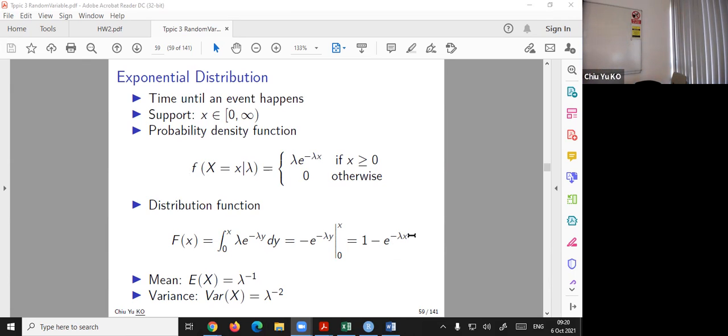And I think the most important thing, not even to remember but to notice, is that the expected value of x is 1 over lambda, and the variance is 1 over lambda squared. So this is slightly different from the Poisson. For Poisson, the mean and the variance are the same. But here, the mean and the variance are related by a square. It's a very interesting thing. Before I end, I want to give an example.